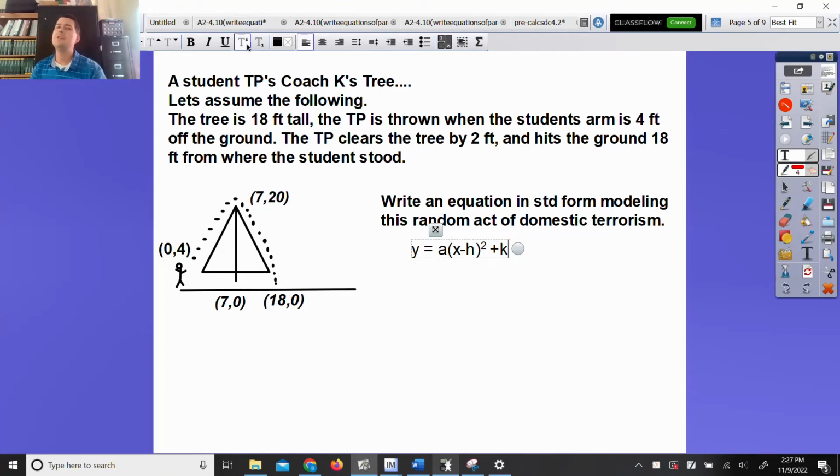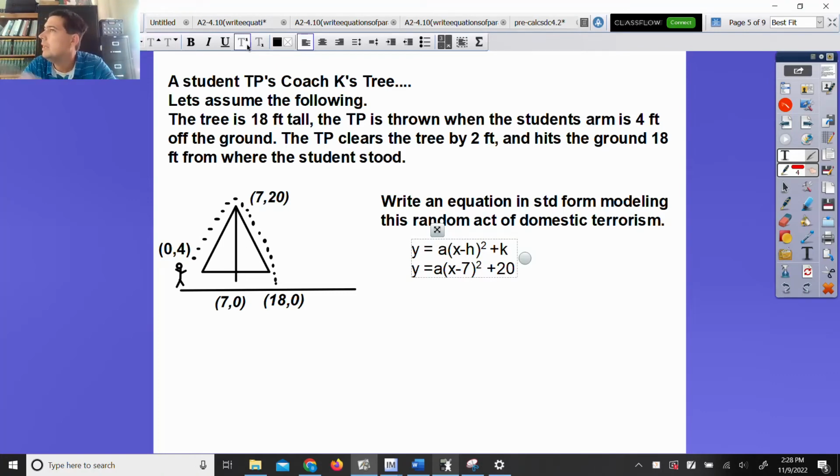What can you replace H and K with? No, where's the 7? H is 7, kids. What's K? I said K. And K is not 0. The vertex is the highest or lowest point of a parabola? Vertex is at 7, 20.